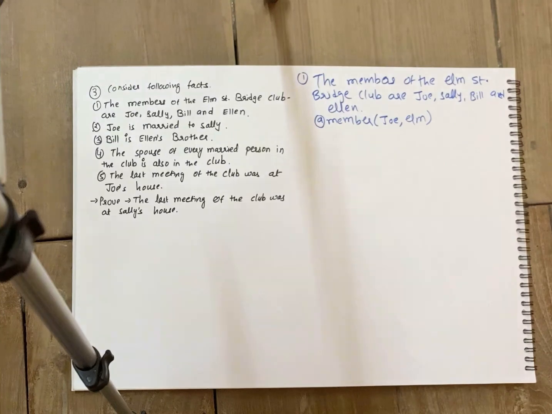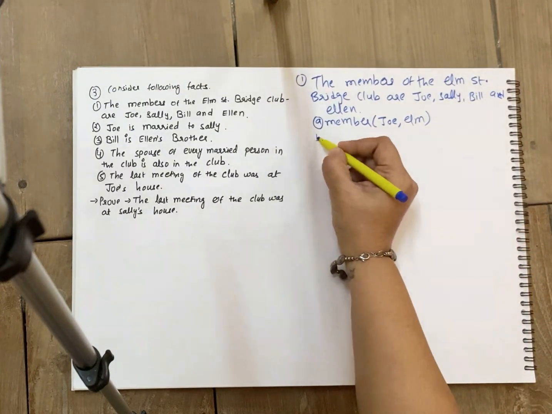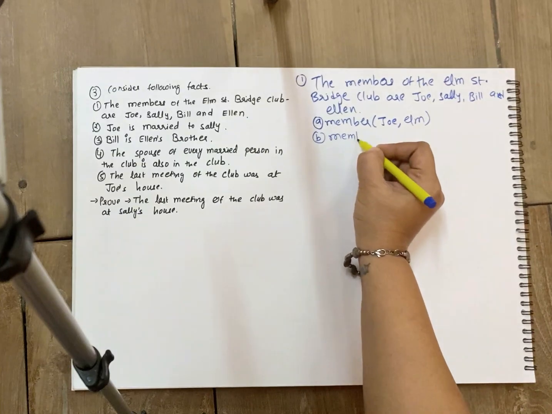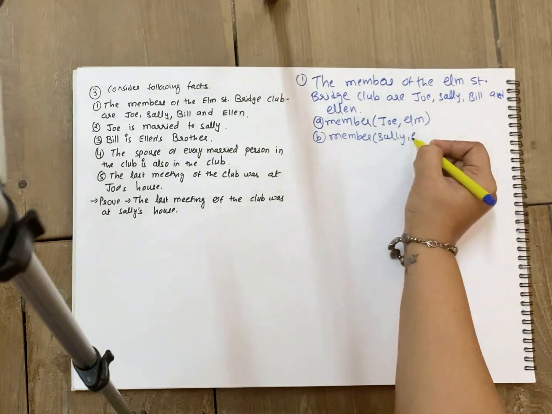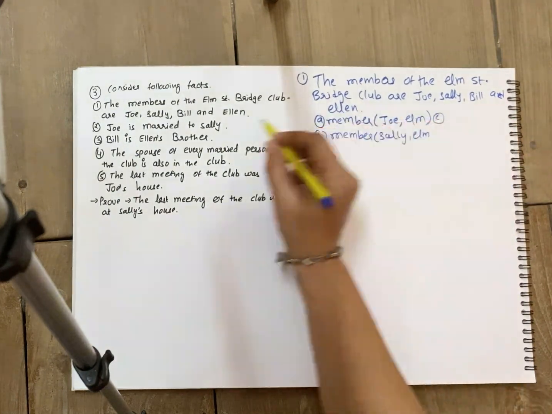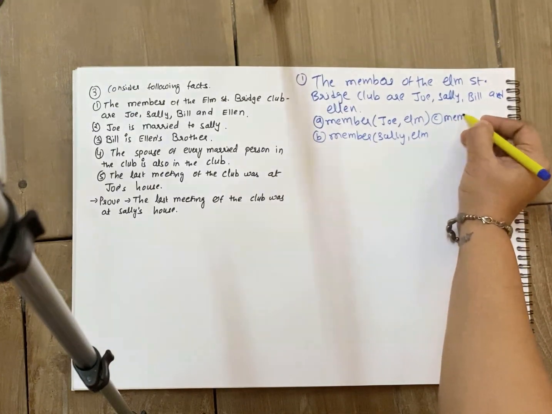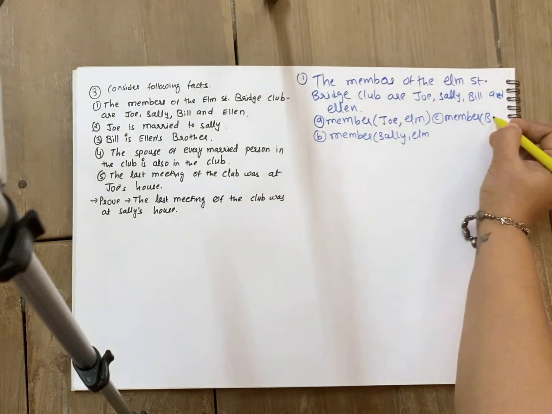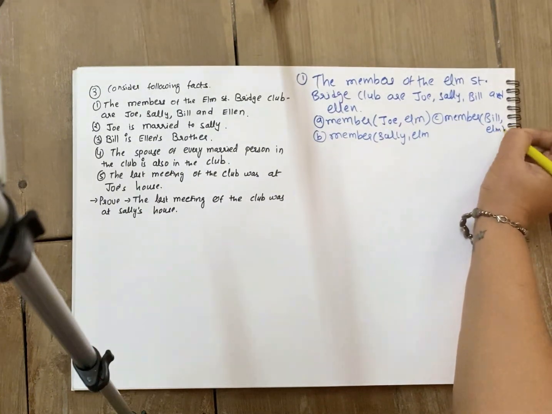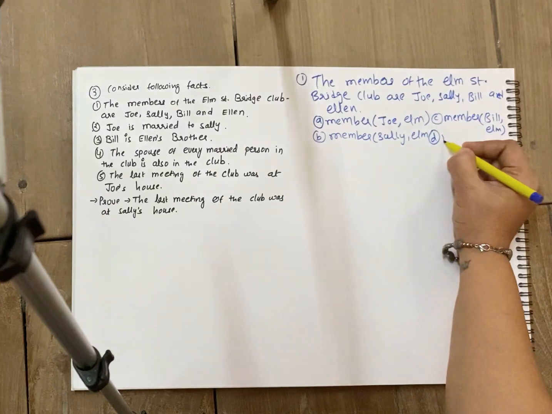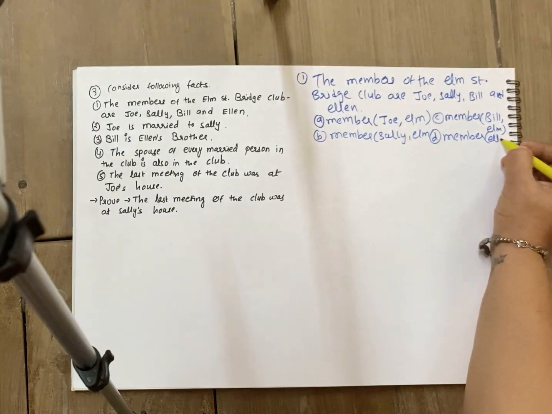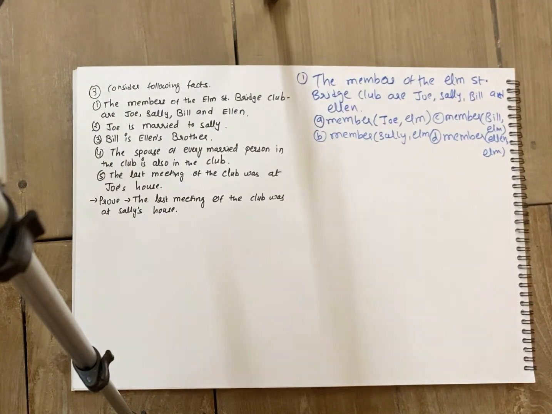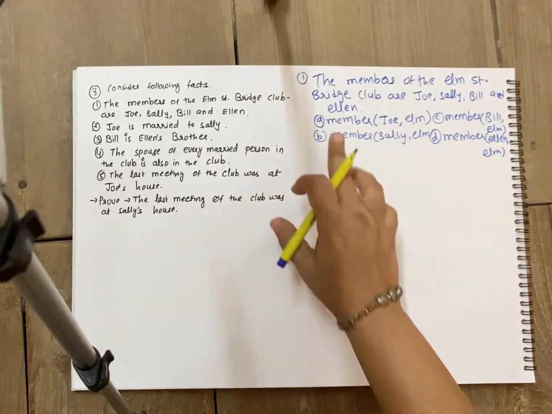So member(Joe, ELM). The second membership: member(Sally, ELM). C: member(Bill, ELM). And D: member(Ellen, ELM). Simple. So these are four sub predicates that you have created out of this particular statement.